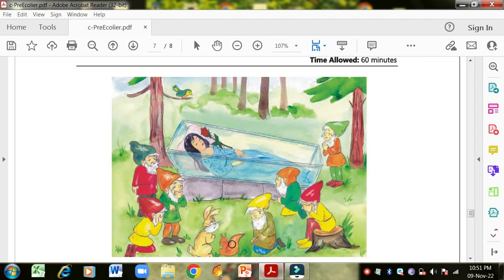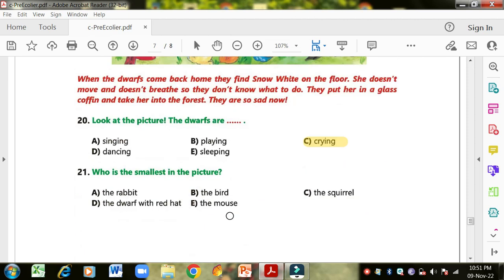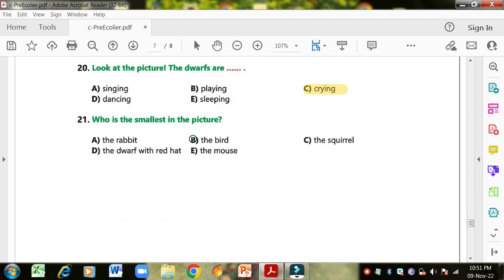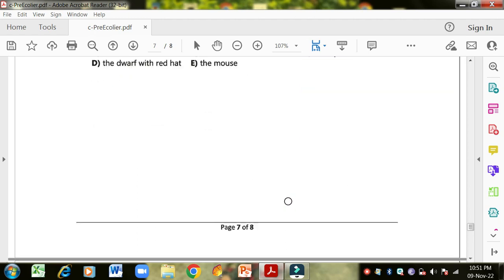Squirrel is the smallest animal, but the bird is smaller than the squirrel. So bird is the correct option. Okay. So you have to take this answer. The bird, number B answer is correct.